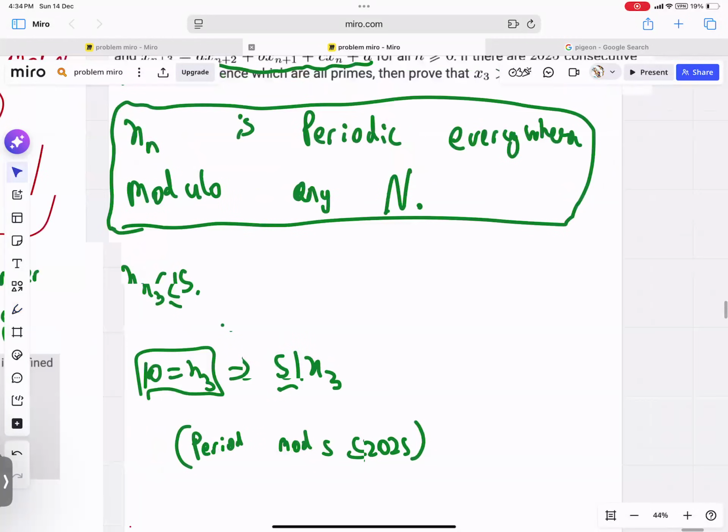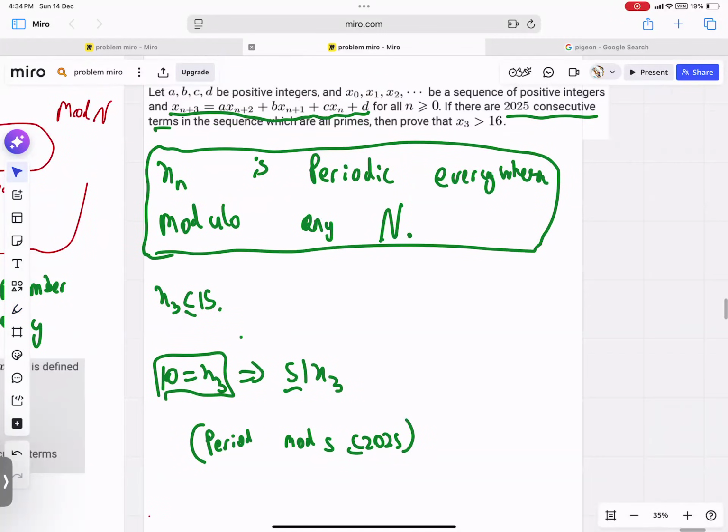Okay, so you know how we're considering xn is periodic everywhere mod some n, right? We are taking x3 to be less than 15. So say x3 is 10. So we have 5 divides x3, right? Now what we want to do is something like, if there are 2025 consecutive terms of the sequence which are all primes, we want to say that this is a contradiction because the sequence is periodic modulo 5. Okay, got it. But the only way this would work is if the period modulo 5 is at most 2025. So I'm asking why this is.